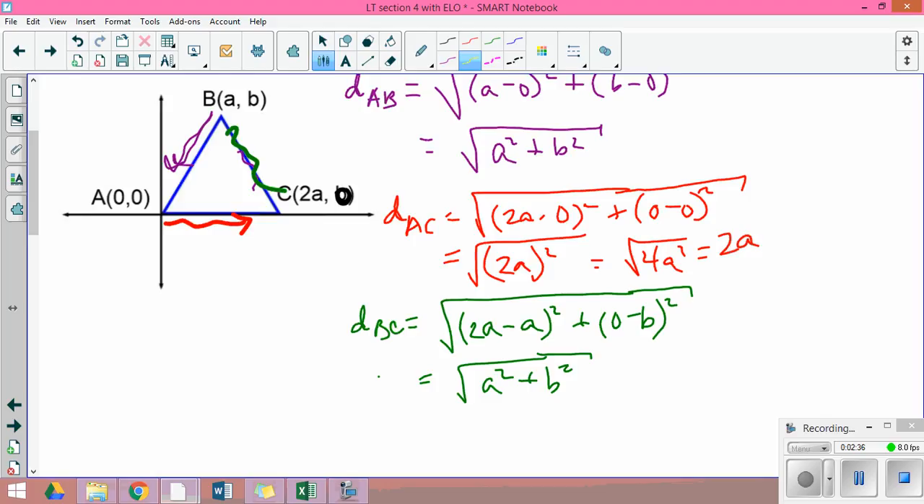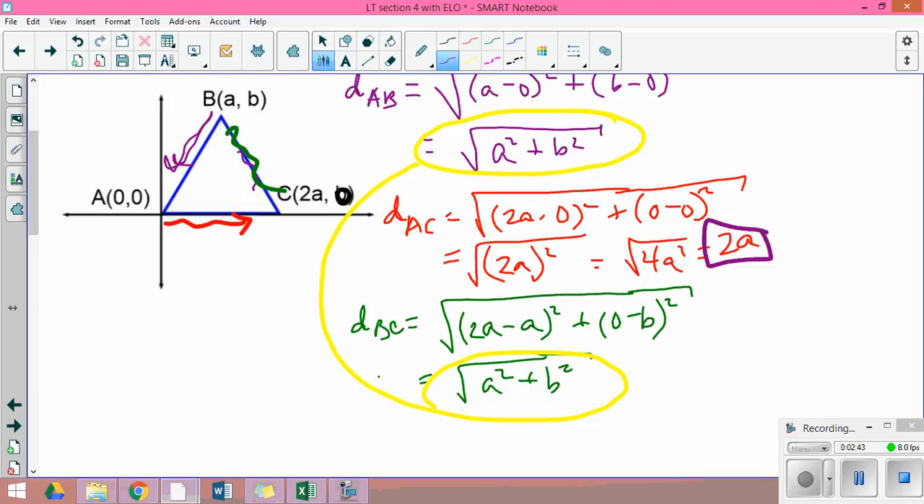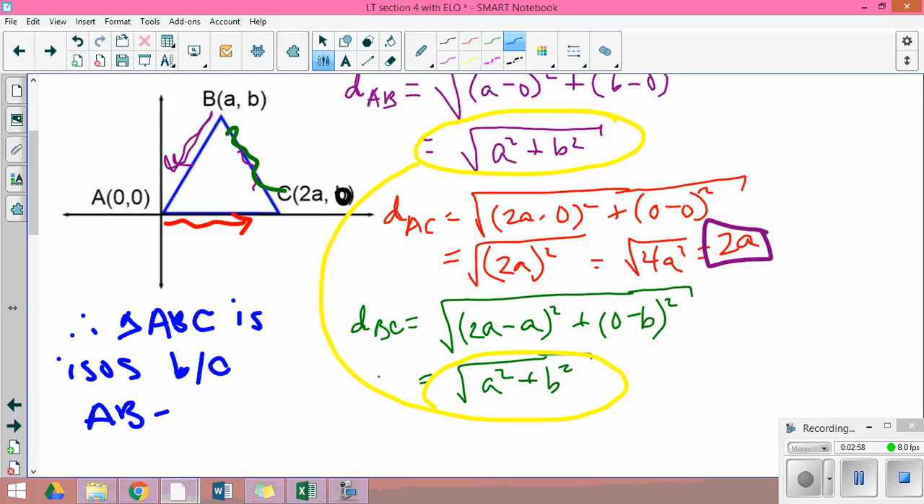So what I have when I compare this is AB and BC are the same. This one is different. And so what I can conclude is, therefore, triangle ABC is isosceles because AB is equal to BC. By definition, isosceles triangle. And your work and the explanation is what constitutes your proof.